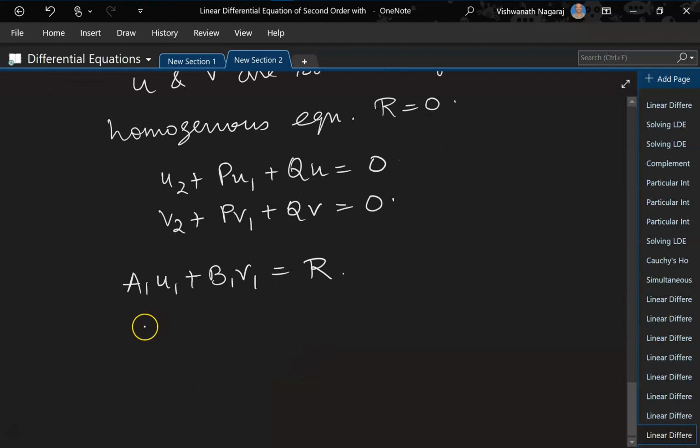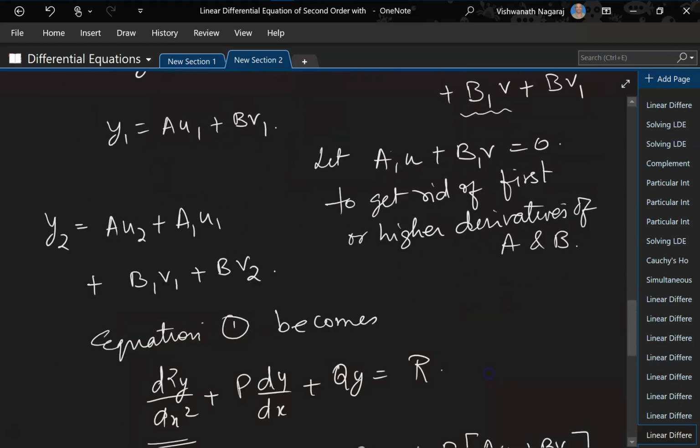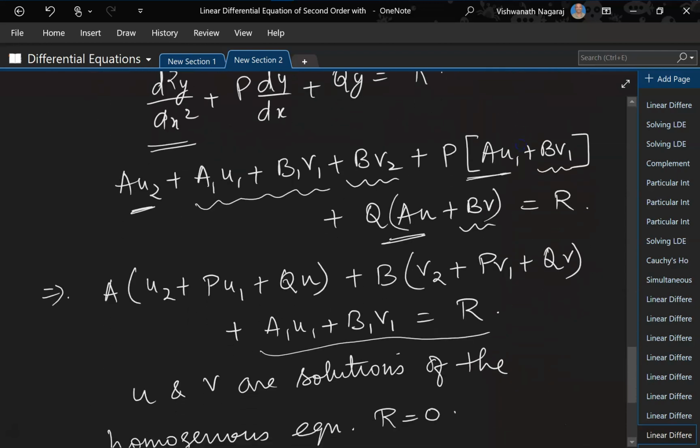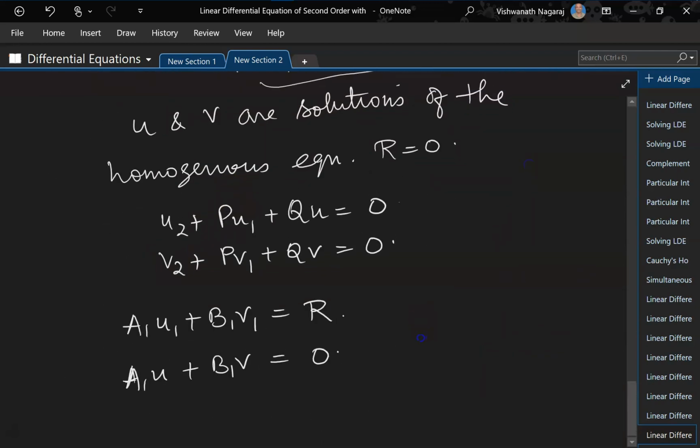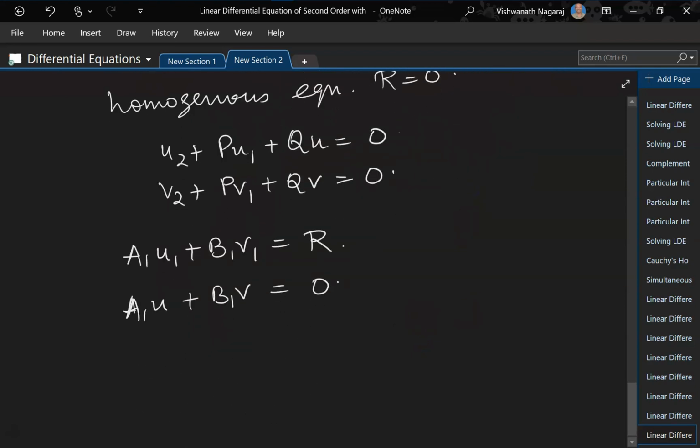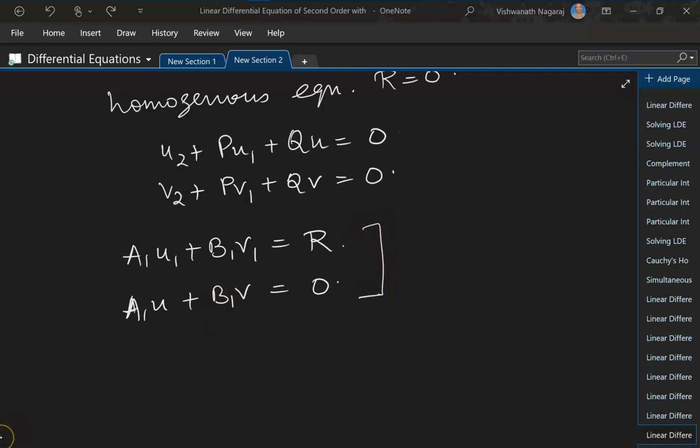Okay. And we already have a1u plus b1v is equal to 0. Yes, this equation we already have. That is there here, you see. a1u plus b1v is equal to 0. And this one we just now arrived at. Right. So which means now we have these two simultaneous linear equations.